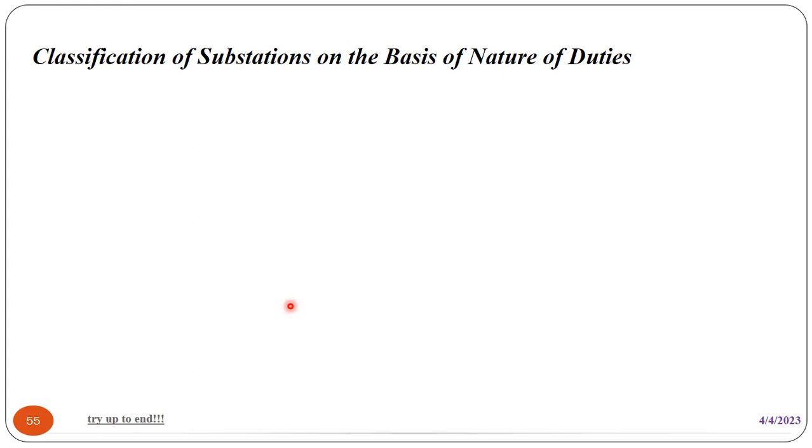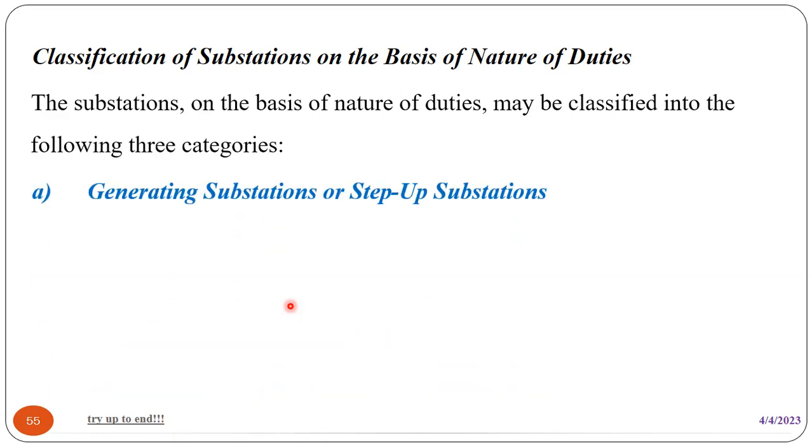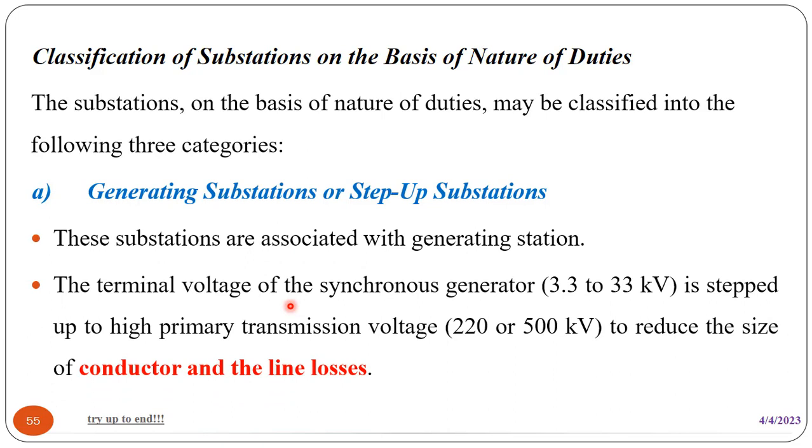Classification of substations based on nature of duties. The substation on the basis of nature of duties may be classified into generating substation or step up substation. The generated voltage level is stepped up. These substations are associated with the generating station. The terminal voltage of the synchronous generator, 3.3 kV to 33 kV, is stepped up to a primary transmission voltage of 500 kV to reduce the size of conductor and line loss.